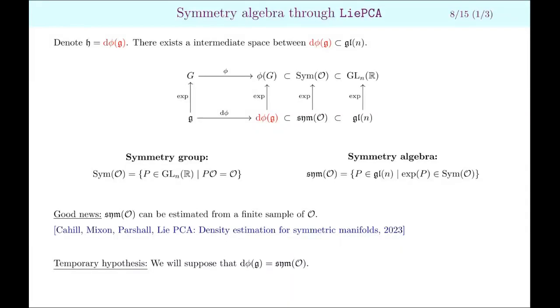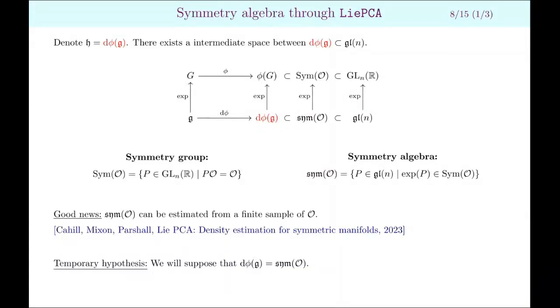So let us suppose for the moment that we observe the full orbit, not only a point cloud. This is O. What I can define is the symmetry group of this orbit. This is simply the set of matrices that stabilize the orbit. So this is a Lie group. It has a Lie algebra, and the Lie algebra is called the symmetry algebra. And you can show that it is a superset of this push-forward Lie algebra.